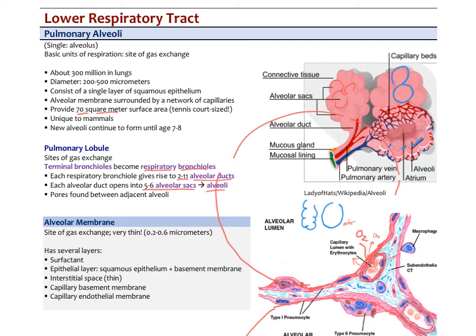Now, the most common reason for that is chronic cigarette smoking, but actually there's a genetic reason as well, and we'll talk about that also.